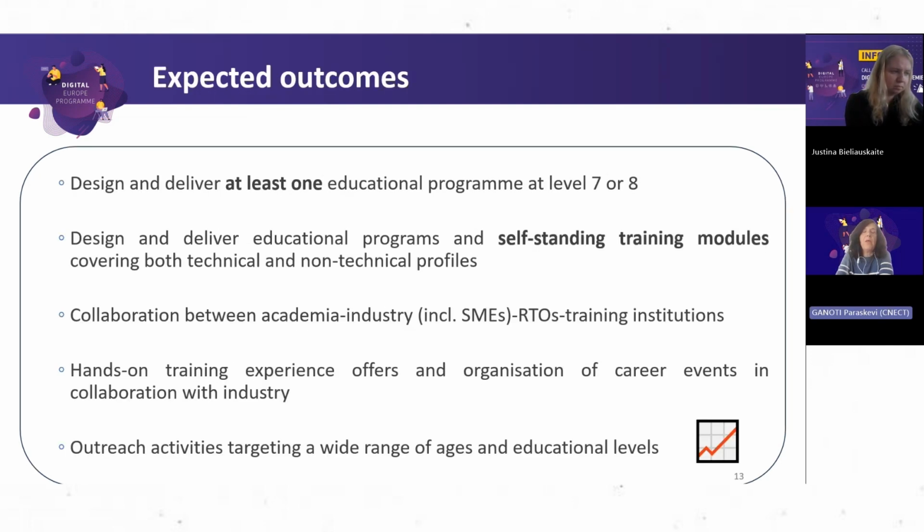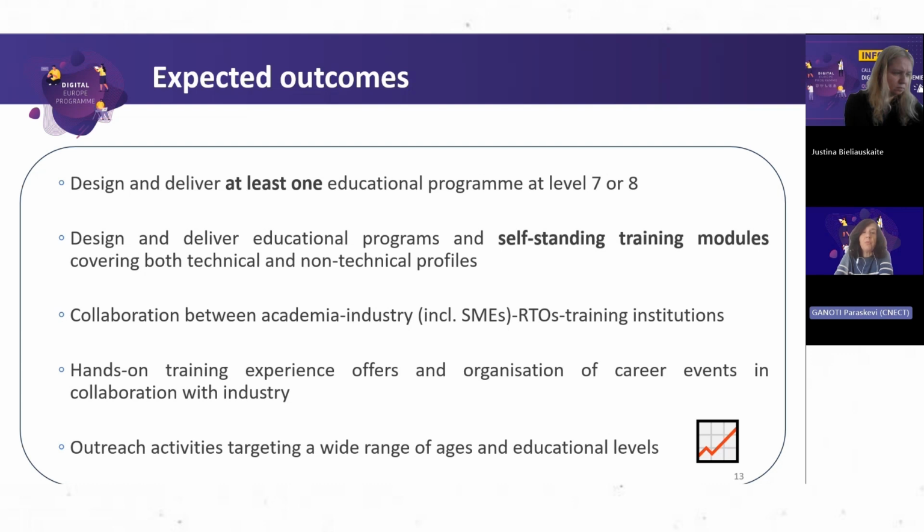Next slide, please. The expected outcomes are, first of all, to design and deliver at least one educational program at level 7 or 8, and also to design and deliver educational programs and self-standing training modules covering both technical and non-technical profiles. We want collaboration between academia, industry, including SMEs, RTOs, and training institutions, and we want to see offering of hands-on training experience, organization of career events in collaboration with industry, traineeships, summer schools, whatever you can imagine.